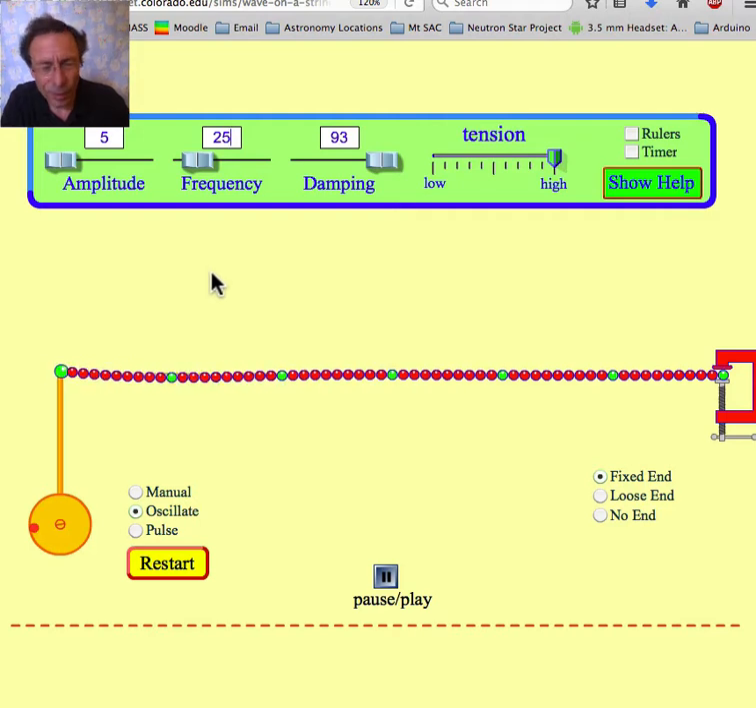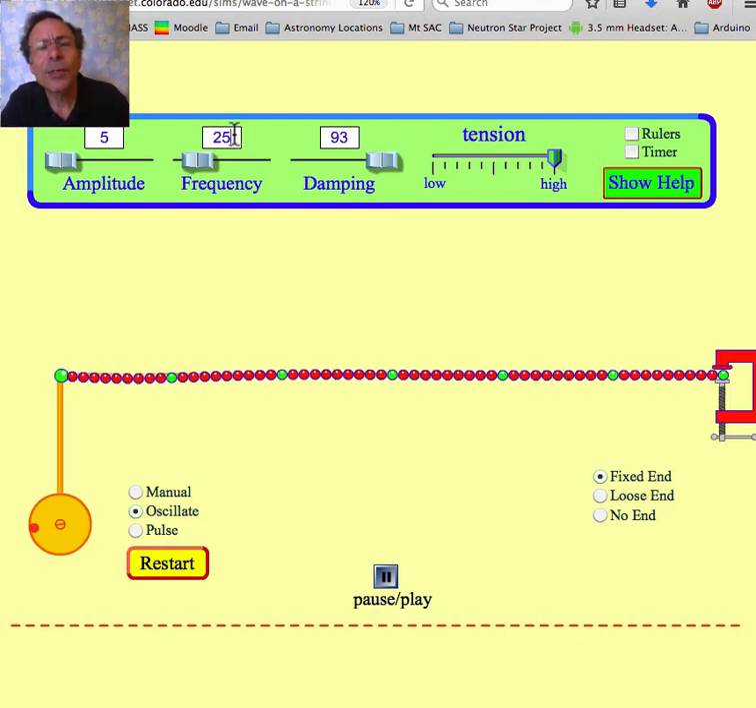Now, I want to show you a feature of standing waves and resonance. I already mentioned to you that waves store energy. One of the interesting features of resonance is that it provides a way to accumulate a tremendous amount of energy.